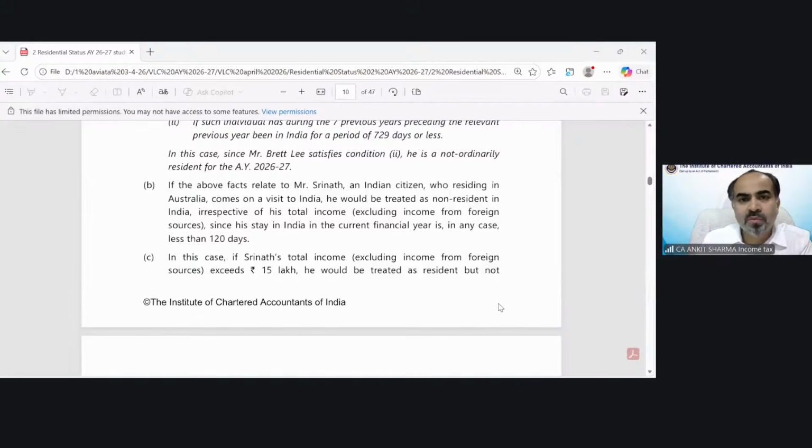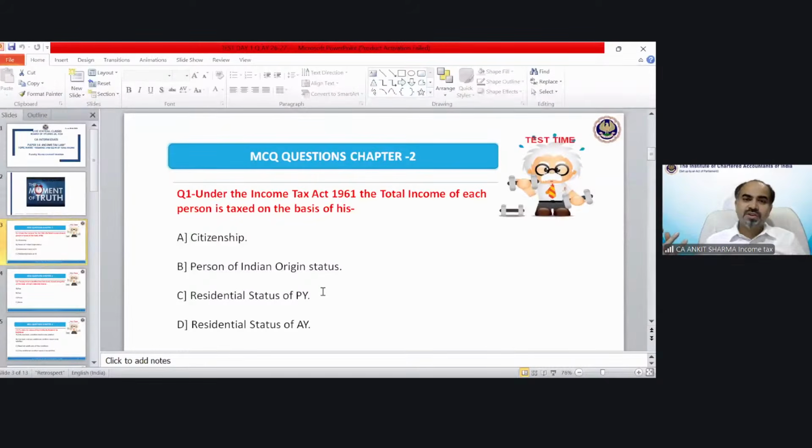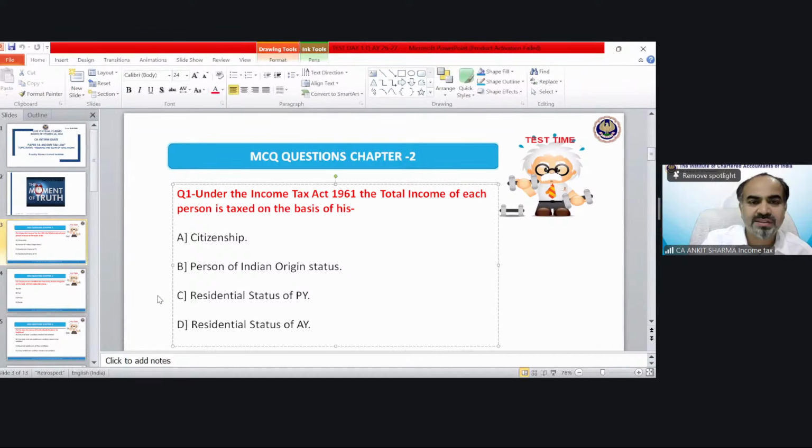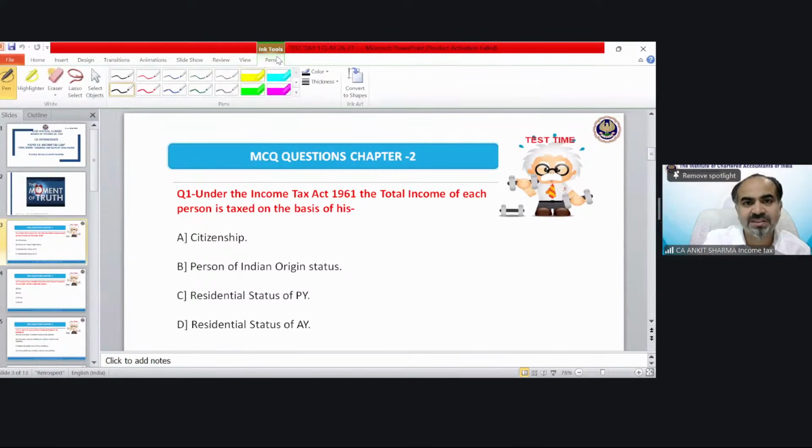Okay, so now we are moving to our MCQ part. The first question: under the Income Tax Act 1961, the total income of each person is taxed on the basis of what? Someone is saying citizenship, but that is not the correct answer. The correct answer is residential status. On the basis of residential status, the income is going to be taxed. That's why we are discussing the residential status topic.